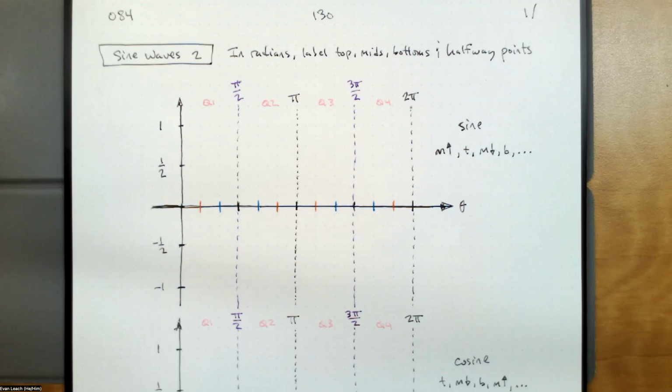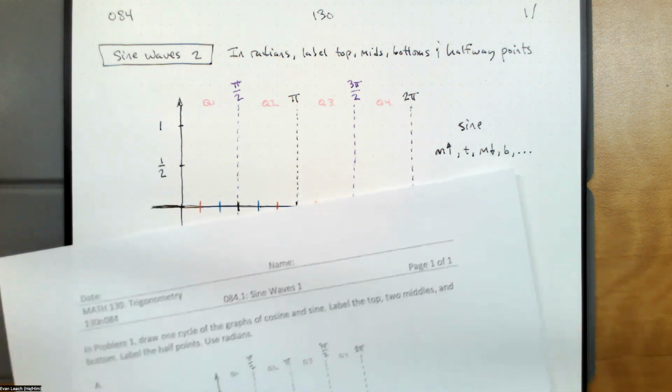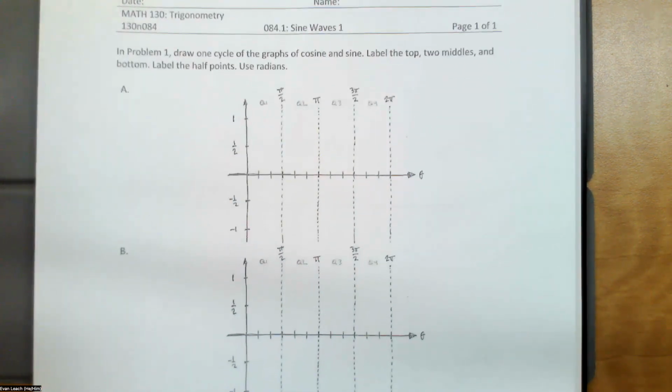Today we want to build the base graphs of sine and cosine. Then we want to look at modifications of those graphs. On your handouts, I've got spaces for a sine graph and a cosine graph.